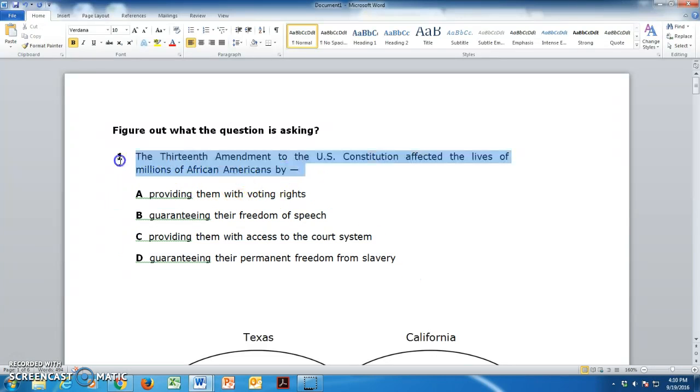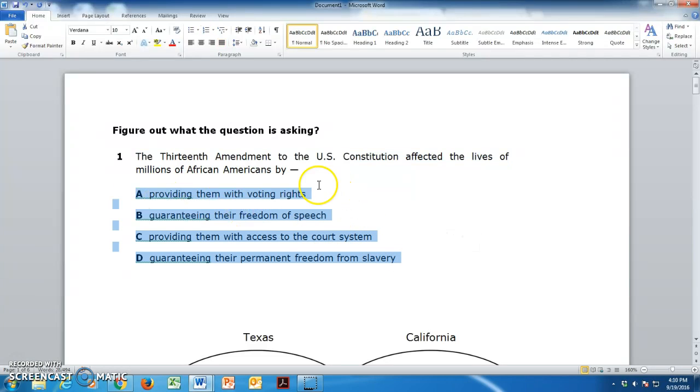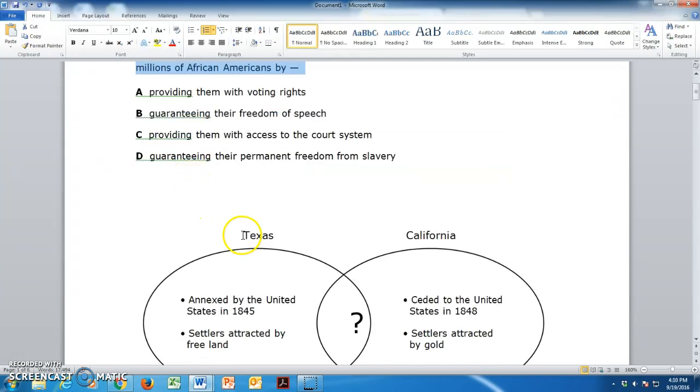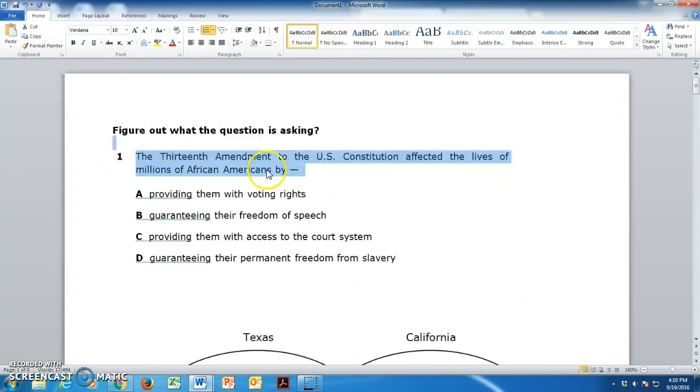So we're just going to be dealing with what this area in blue is called a question stem. We're just going to be dealing with question stems today. We're not going to be dealing with answer choices. So we'll deal with stems and then graphs and text, which you'll see in later questions. So the first question is, the 13th Amendment to the United States Constitution affected the lives of millions of African Americans by.